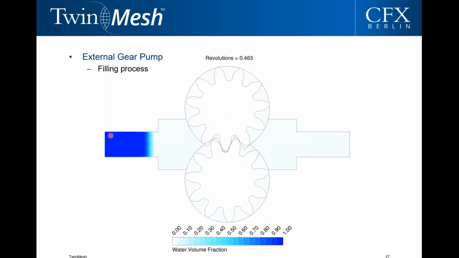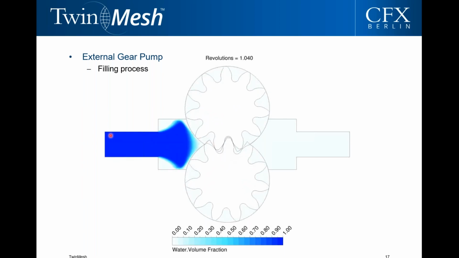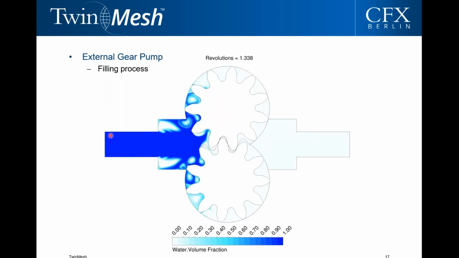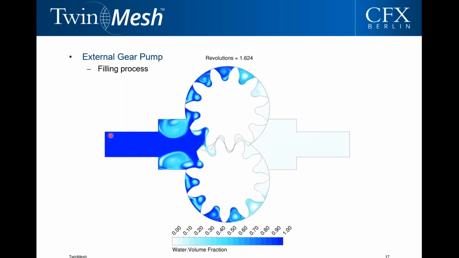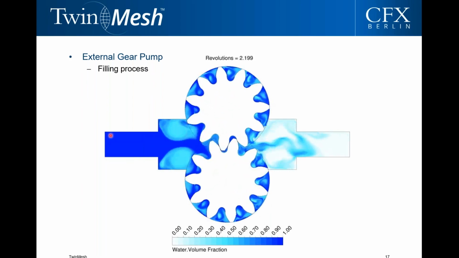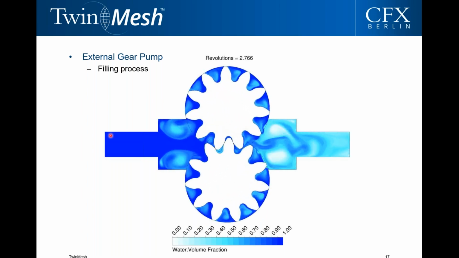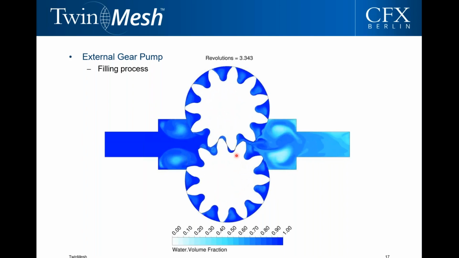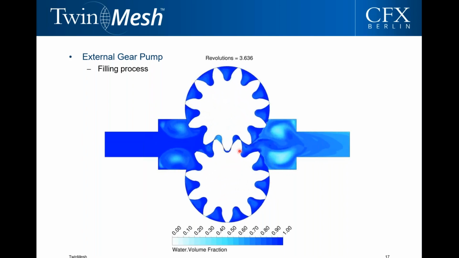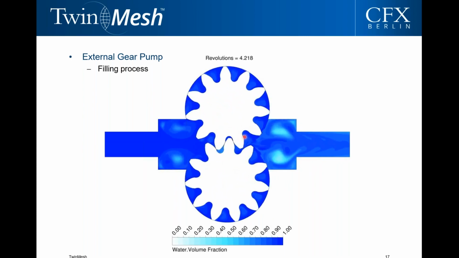Then we see a filling process of an external gear pump. So this is actually a multi-phase simulation where at the start the pump is empty, and then we inject water into the pump, and you can see over time how the pump is filling up. So what we get from the simulation is time and space resolved flow quantities wherever you want to look in the pump.